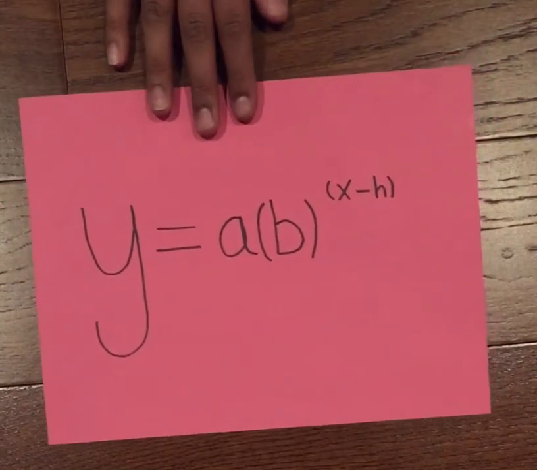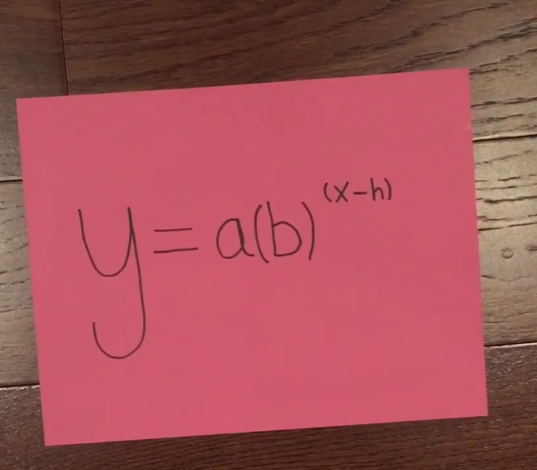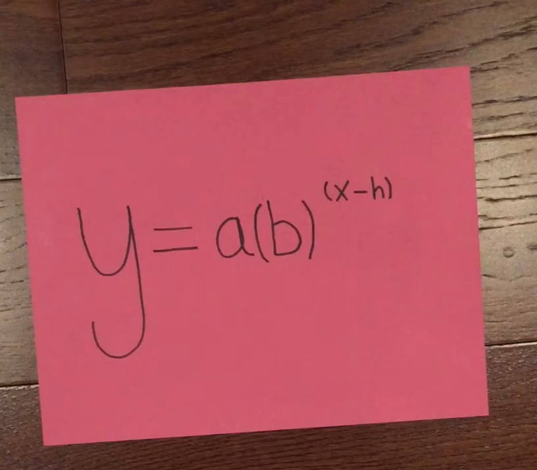Y equals a times b to the power of x minus h. So what do these variables mean? Well, the variables can do many things such as transformations. So let's look at a few of those.